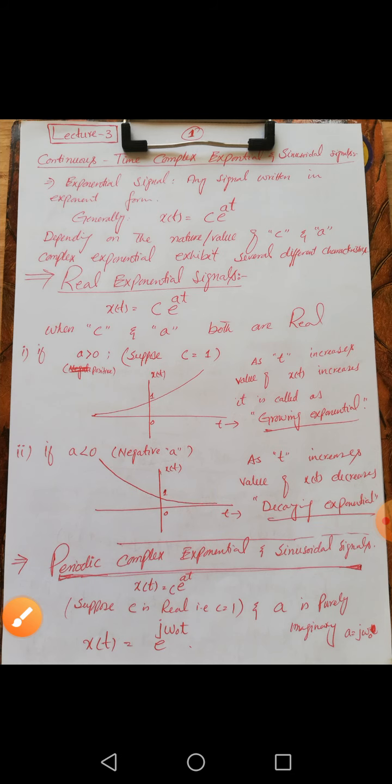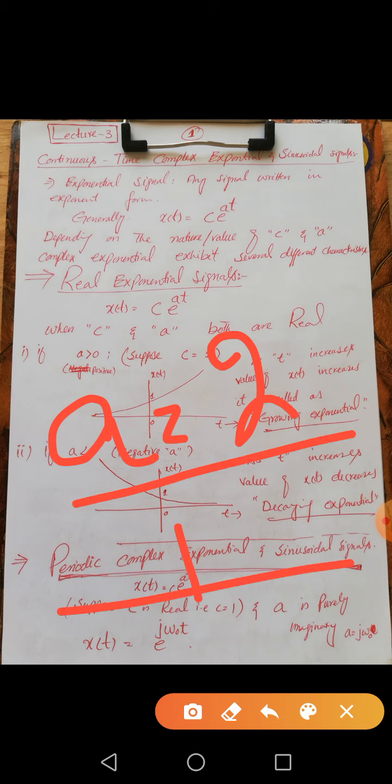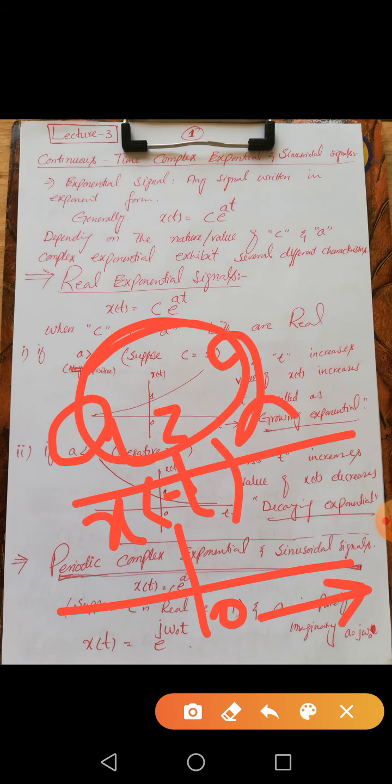Think over it and just change the value. For example, take a equal to 2, and plot x of t for different values, for t below 0 and t increasing. Plot this signal x of t and you will see this kind of behavior.